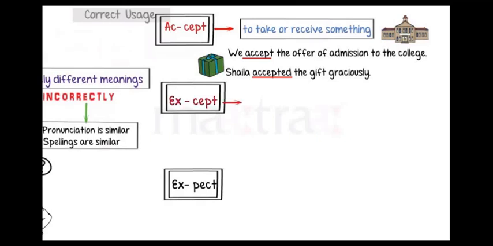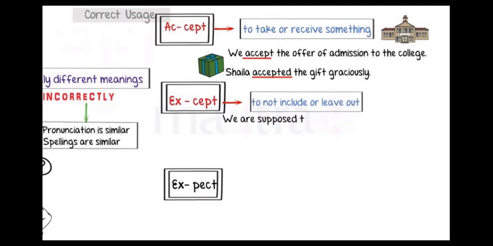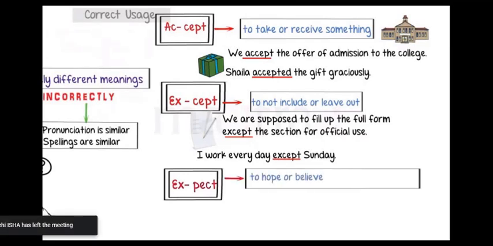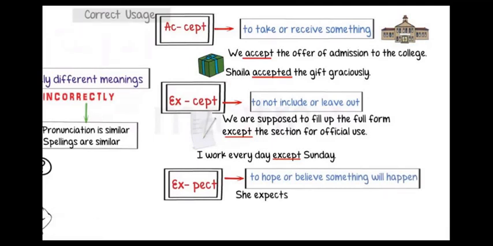Except means to not include or leave out. We are supposed to fill up the full form except the section for official use. I work every day except Sunday. Expect means to hope or believe something will happen. She expects very high marks because she worked very hard.